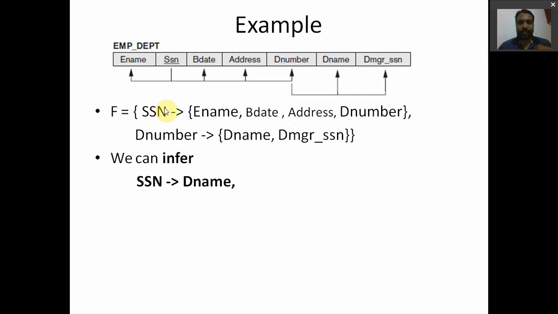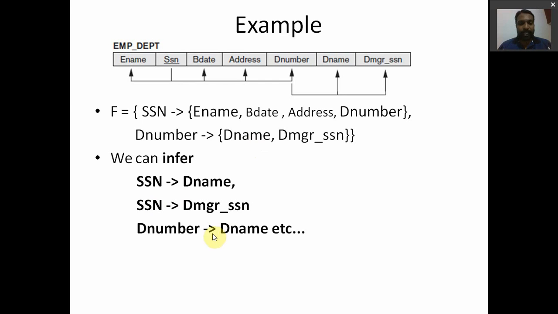We have already seen this is transitive dependency. We can also infer SSN to dmanager SSN. Like that, we can infer D number to D name. D number to D name is a functional dependency. Then D number to D manager SSN is a functional dependency. SSN to E name is another functional dependency. Like that, we can infer many other functional dependencies.